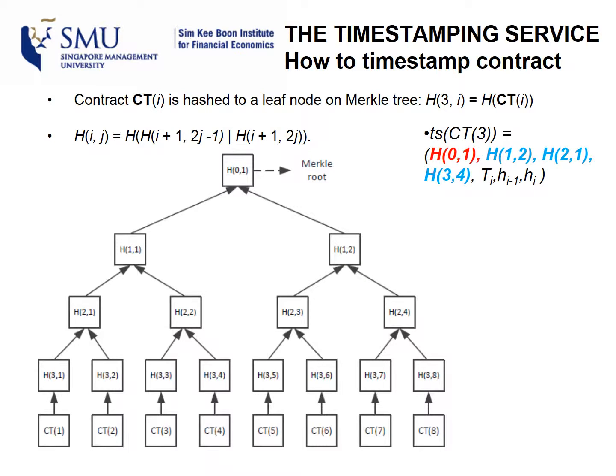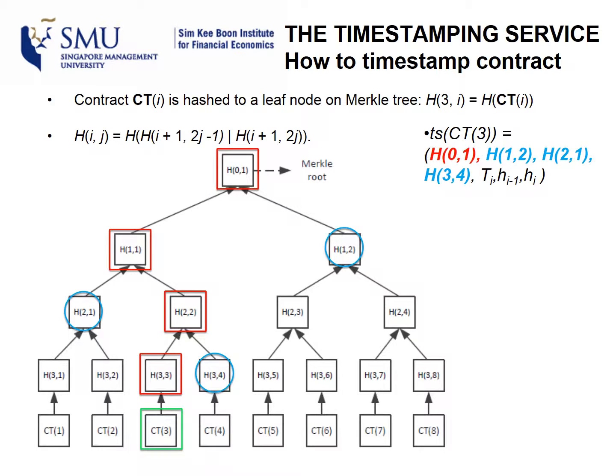Next, I'm going to explain what the timestamp is, and how to timestamp a contract. We organize all signed contracts, CTi, into a Merkle tree. Each leaf node on the Merkle tree obtains its value from the contract. For example, this node's value is equal to the hash of CT3. Since this is a Merkle tree, if we know H34, we can calculate H22. Then, if we know H21, we can calculate H11 by hash. Then if we are given H12, we can calculate H01.